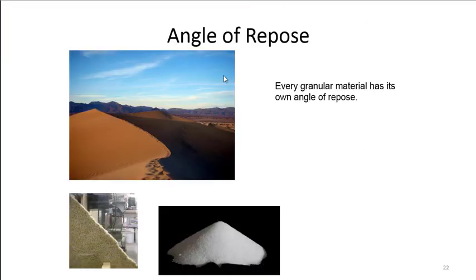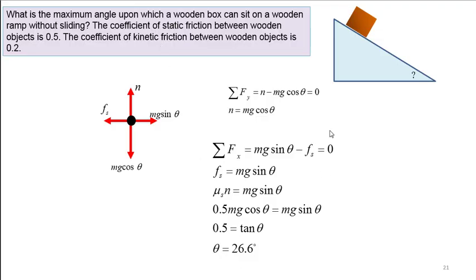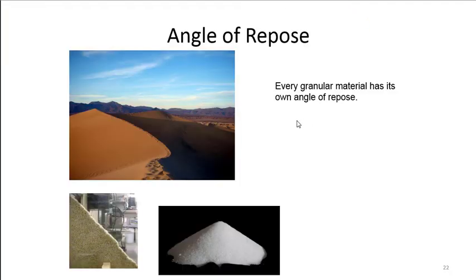And this is called something interesting. It's called angle of repose. I just want to mention this because I think it's really interesting. You're not really going to be tested on something like this. But that angle that we just found here is called the angle of repose. What's the maximum angle that this block can sit at without slipping? And so objects like a wood block sitting on a wood surface have an angle of repose, but also granular materials have a single angle of repose.